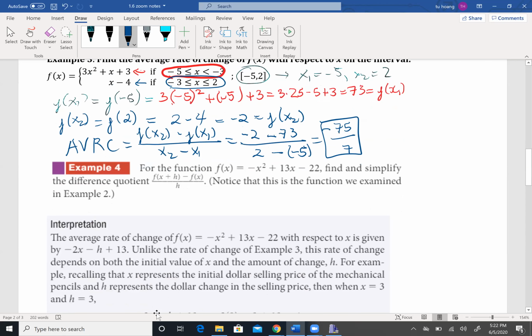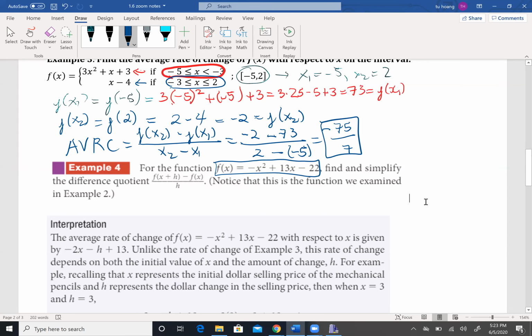So now let's move to example 4. In example 4, for the function f(x) equal to negative x squared plus 13x minus 22, what is that function? It looks like the function p(x) in example 2. Let's see. Find and simplify the difference quotient (f(x+h) minus f(x)) over h. Notice that it is the function we examined in example 2. See, exactly, it is the function in example 2.